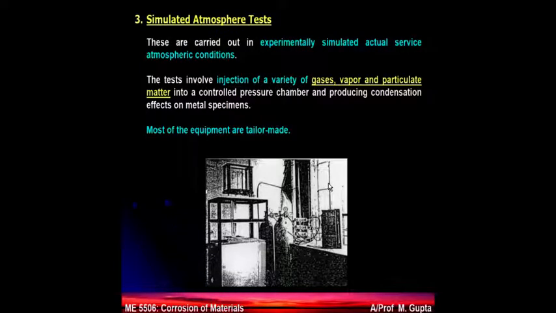Similarly, you have the simulated atmospheric test, and in that, at times, your application can be very complicated. You can have certain temperature, certain atmospheric conditions, certain amount of particles in there. So if you do not have a natural atmospheric condition, then you can create those situations in a tailor-made chamber like that. You have a weighing balance here. You hang the sample into this chamber and give all kinds of conditions in this chamber. And then you just measure the weight gain or weight loss, plug into the equation for mils per year, and you will find the corrosion rate.